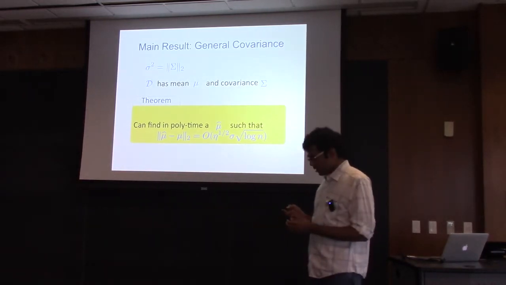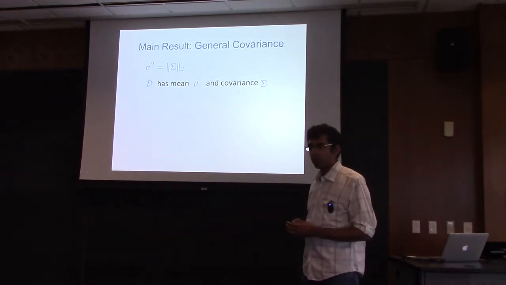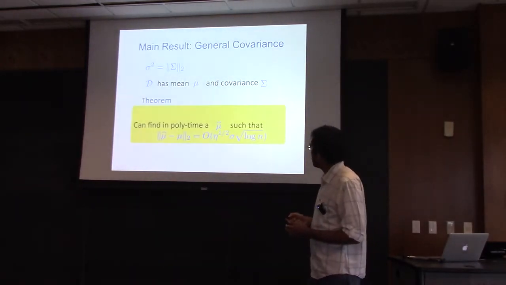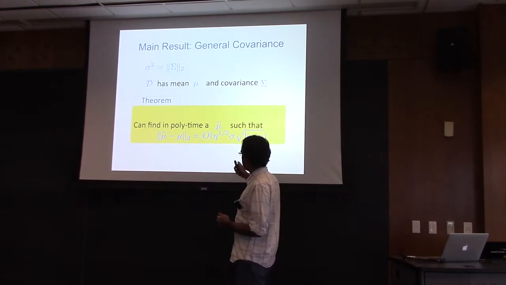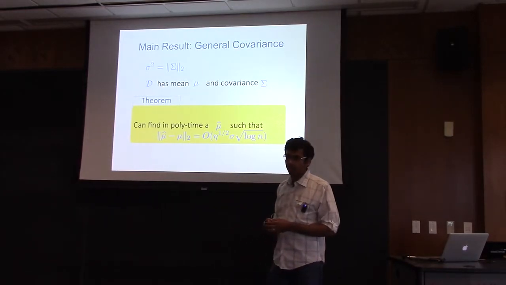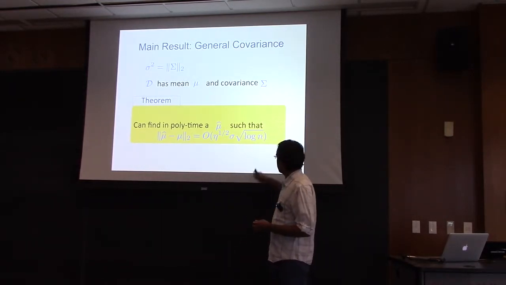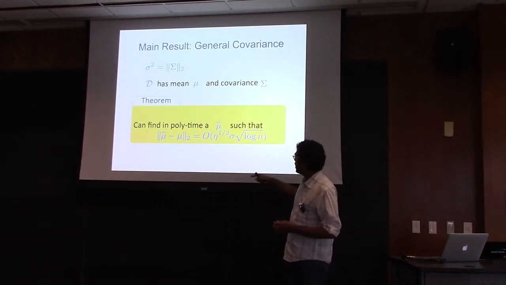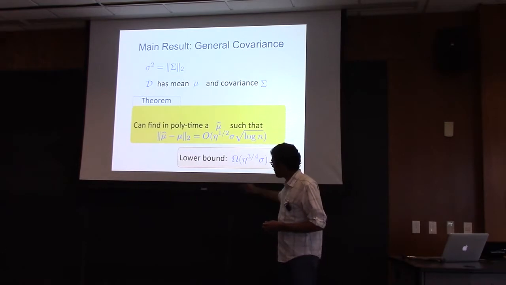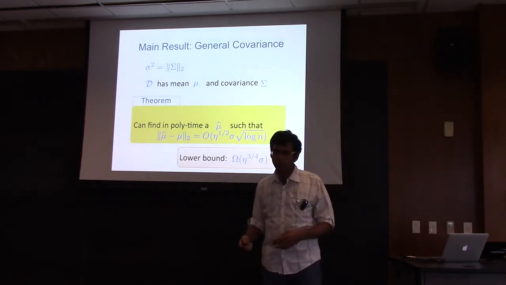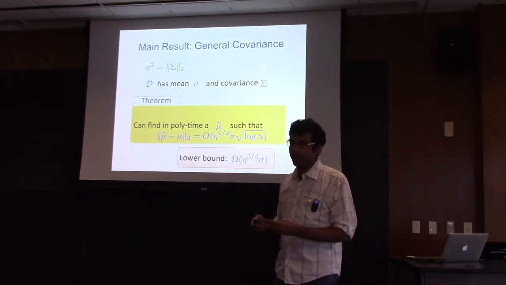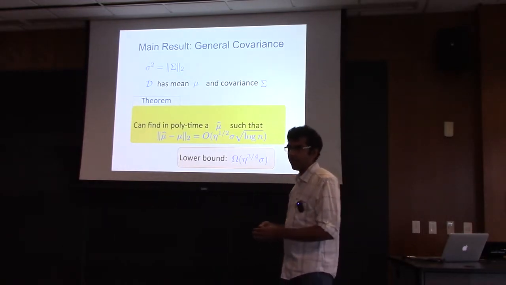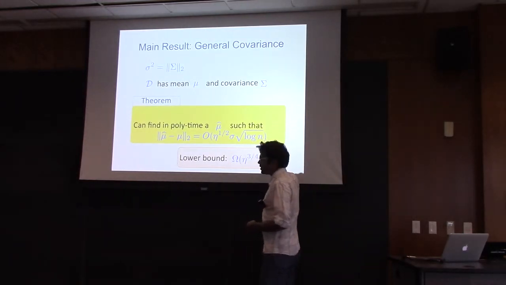Do I lose anything by assuming this is just in one dimension, as opposed to a distribution in higher dimensions? Here n is the dimension. The lower bound has no dimensional dependence. Ideally, you would want something which doesn't have n in it.